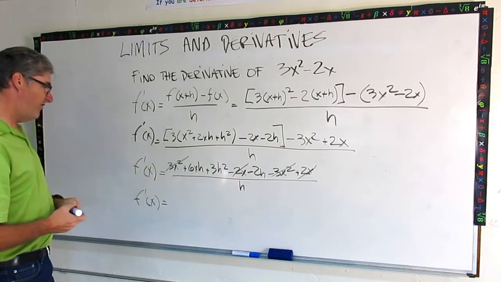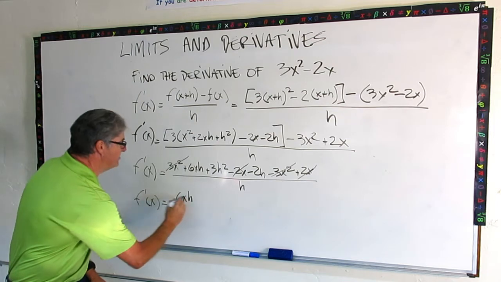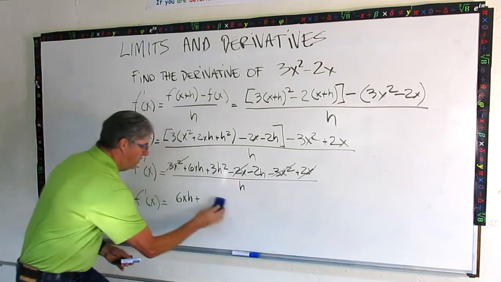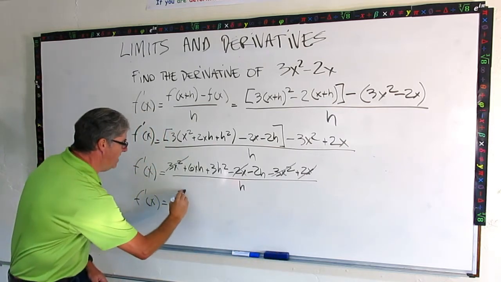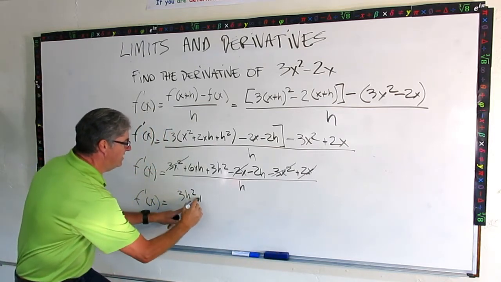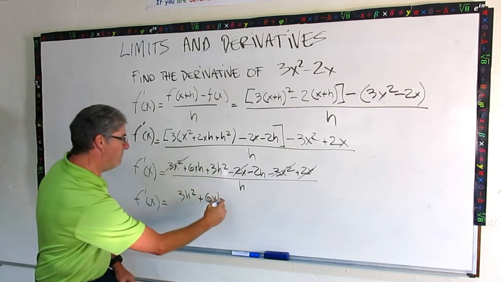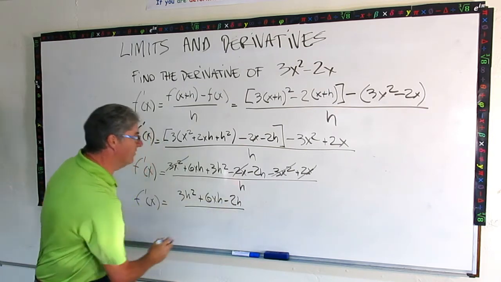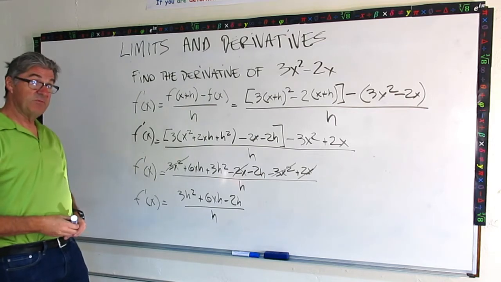Okay, so let's finish this up. I have 6xh, plus, actually, I like to write my squared terms first. So I'm going to have a 3h squared plus 6xh minus 2h all over h. Okay? So, boy, that got much more simple.